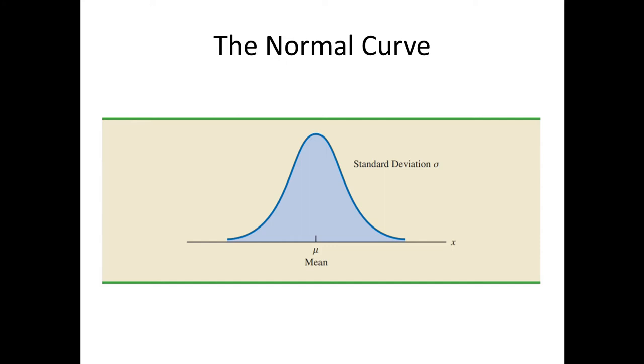So I'm sure we've heard of this distribution. It basically has this shape. And a normal curve can be described by two things: by the standard deviation and by the mean. So any normal curve can be fully described by these two parameters.